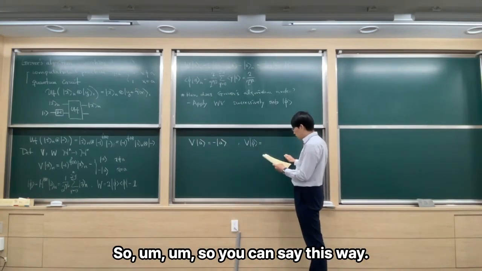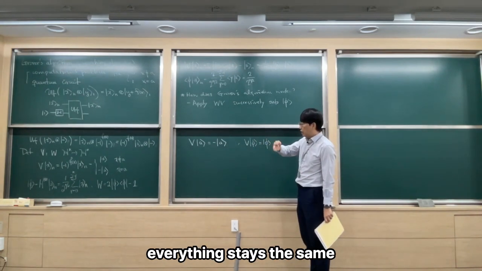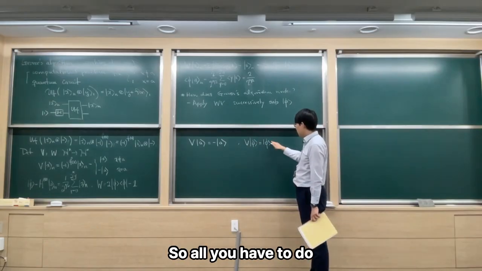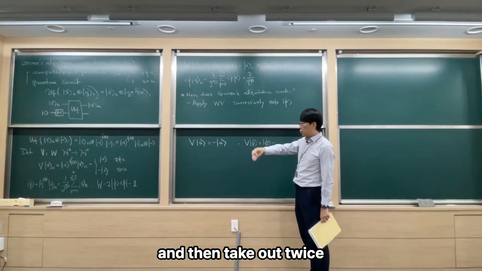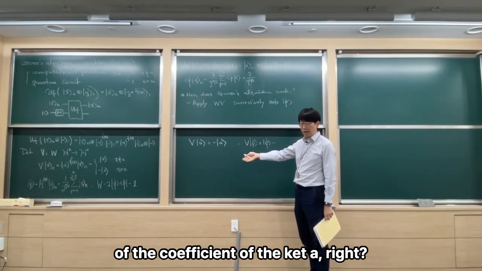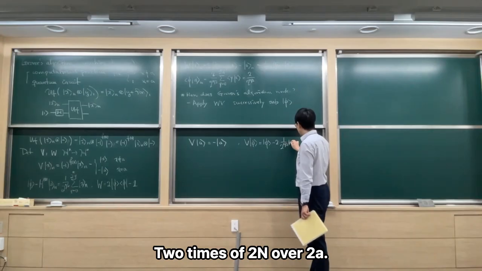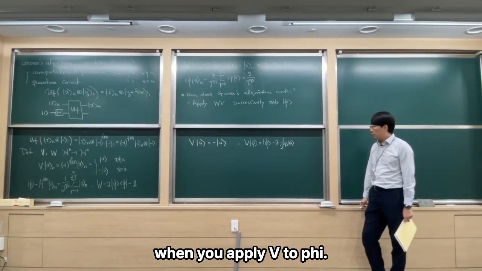So you can say it this way. Except for A, everything stays the same, but at the ket A, your coefficient becomes minus, right? So all you have to do is take the same thing, phi, and take out twice the coefficient of the ket A, right? 2 times 1 over 2 to the n over 2. So that's the state when you apply V to phi.